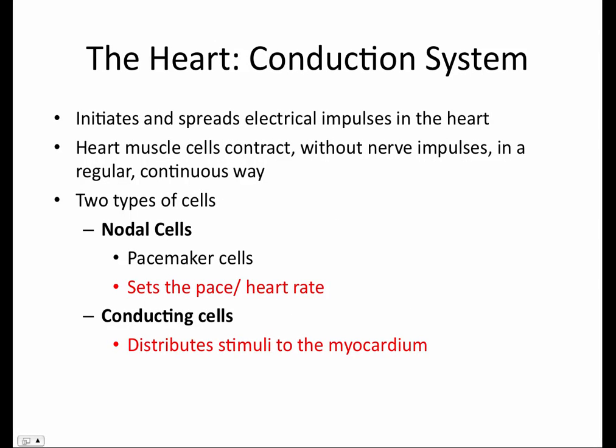Now that we saw how the blood flows from our atria to our ventricles, let's see what exactly triggers that contraction of our heart to move that blood. And so we have two different types of cells that comprise our conduction system for blood movement. We have nodal cells and we have conducting cells. The first category, nodal cells, is considered our pacemaker cells. So it's going to set the pace of our heart rate. And we also have the conducting cells that receive all the stimuli in the form of electrical impulses from our nodal cells to disseminate that signal through our entire ventricles and allow for that contraction. And so we can distribute that stimuli towards our myocardium.